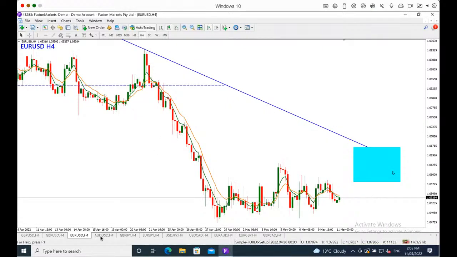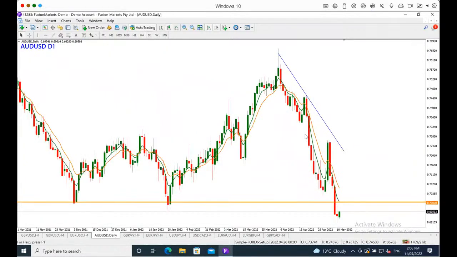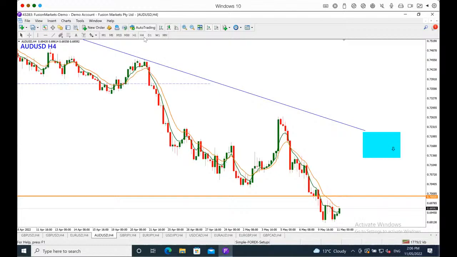Our next currency pair is AUDUSD. And AUDUSD, I'm also looking at short. So on the daily, it has been going down for a little while, but we did have a couple of closes below that 70-cent mark. So at the moment, it's going sideways on the 4-hourly.